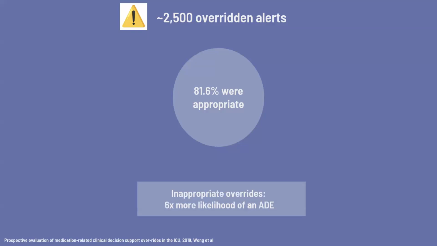And of those 500 alerts that were inappropriate overrides, they carried more risk of an adverse drug event. So this suggests that by suppressing alerts that are appropriately overridden, we could free up some cognitive space to hopefully recognize an inappropriate override and avoid adverse drug events.